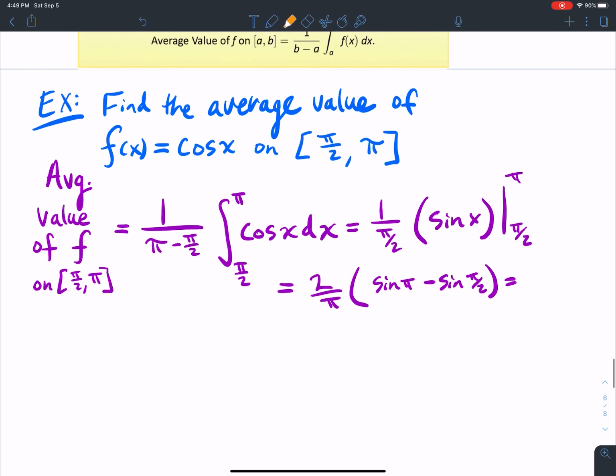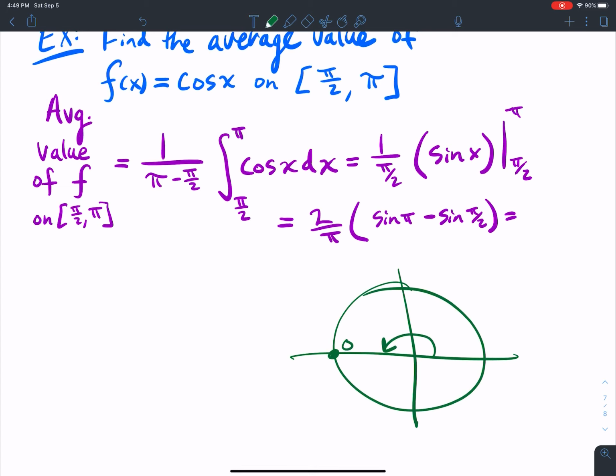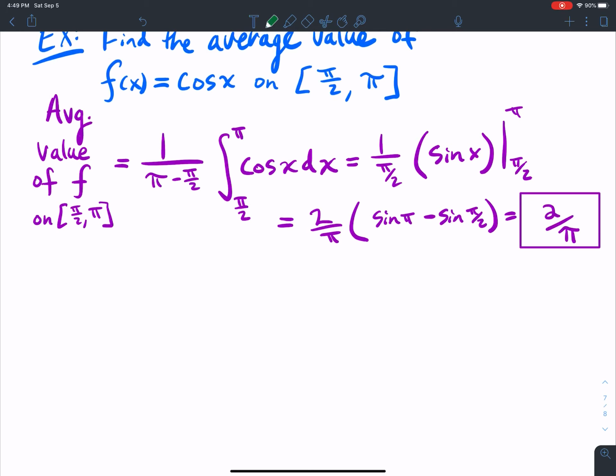And so what does this get me? Well, if I think about a unit circle, sine of pi, the y value over here is 0. The y value at pi over 2 is actually 1, so I have 0 minus 1. So I have negative 1 times 2 over pi. Negative 1 times 2 over pi is negative 2 over pi. Okay? So hopefully this video was helpful for you.